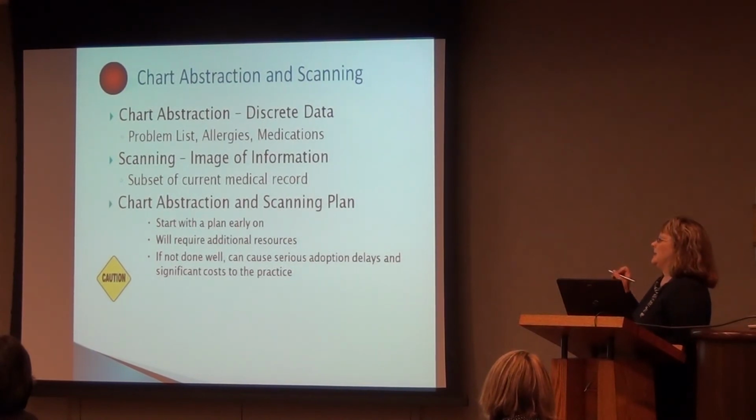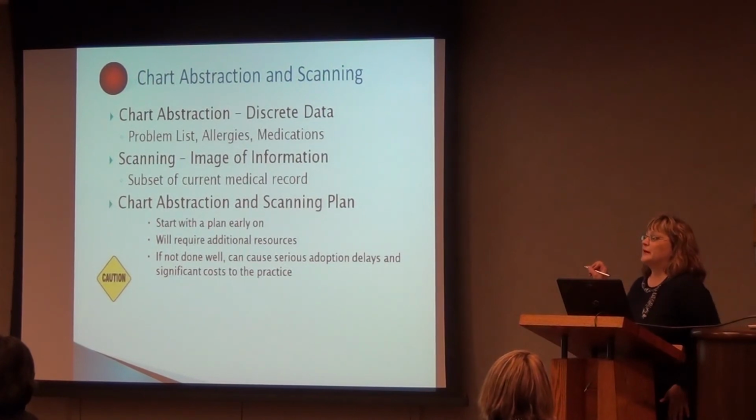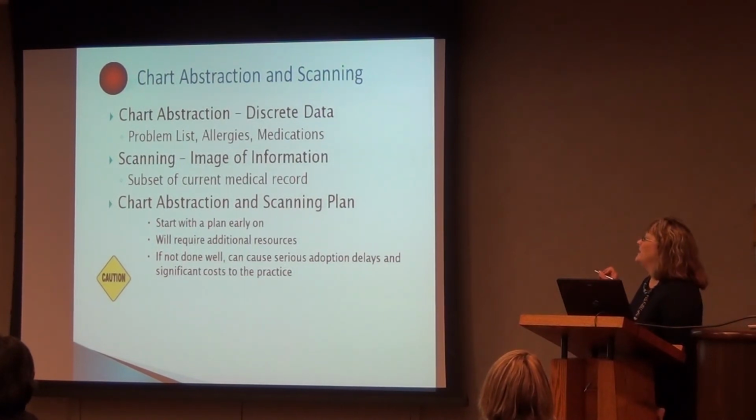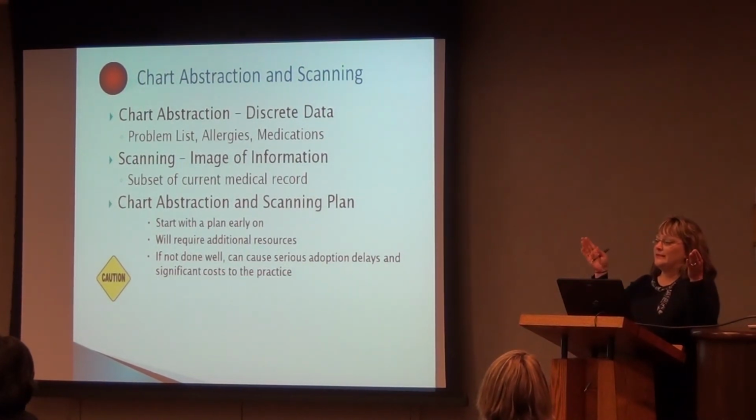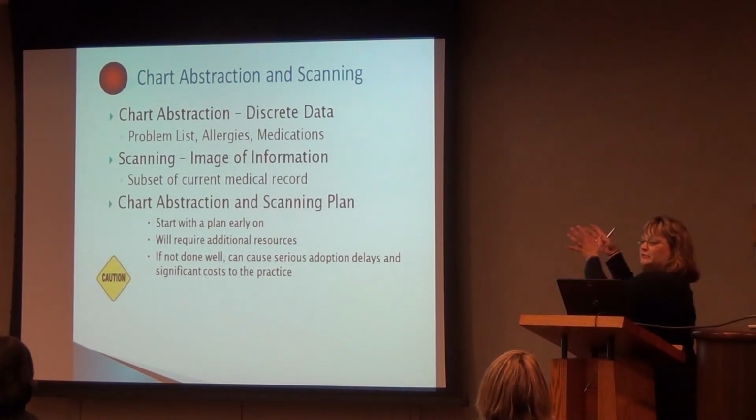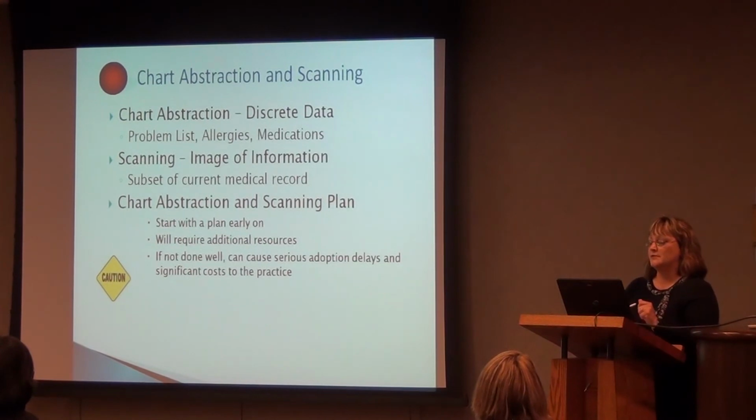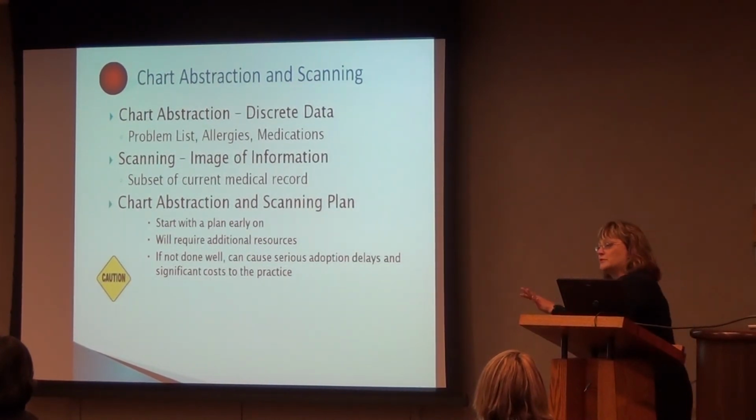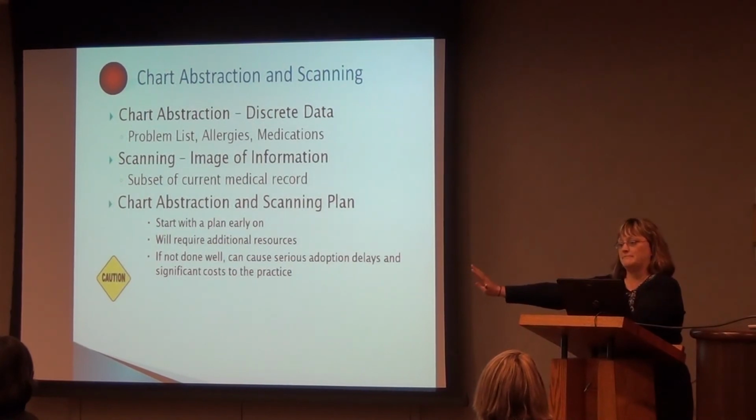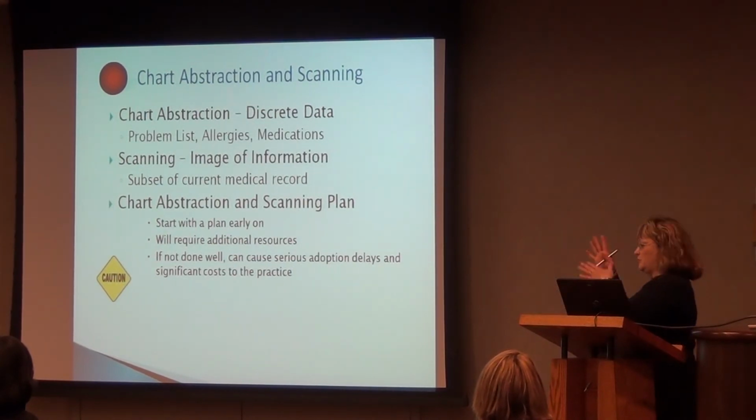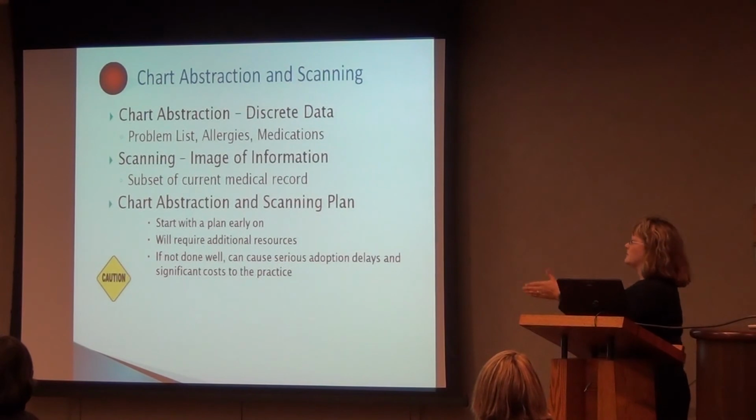Chart abstraction and scanning. This is something vendors typically don't talk to you about until it's too late. Chart abstraction is getting discrete data into the electronic record. And when I say discrete data, I mean typing it into the system so it is reportable, as opposed to scanning, which is scanning a picture like when you scan documents. It's a picture. The computer just thinks it's one big blob picture.